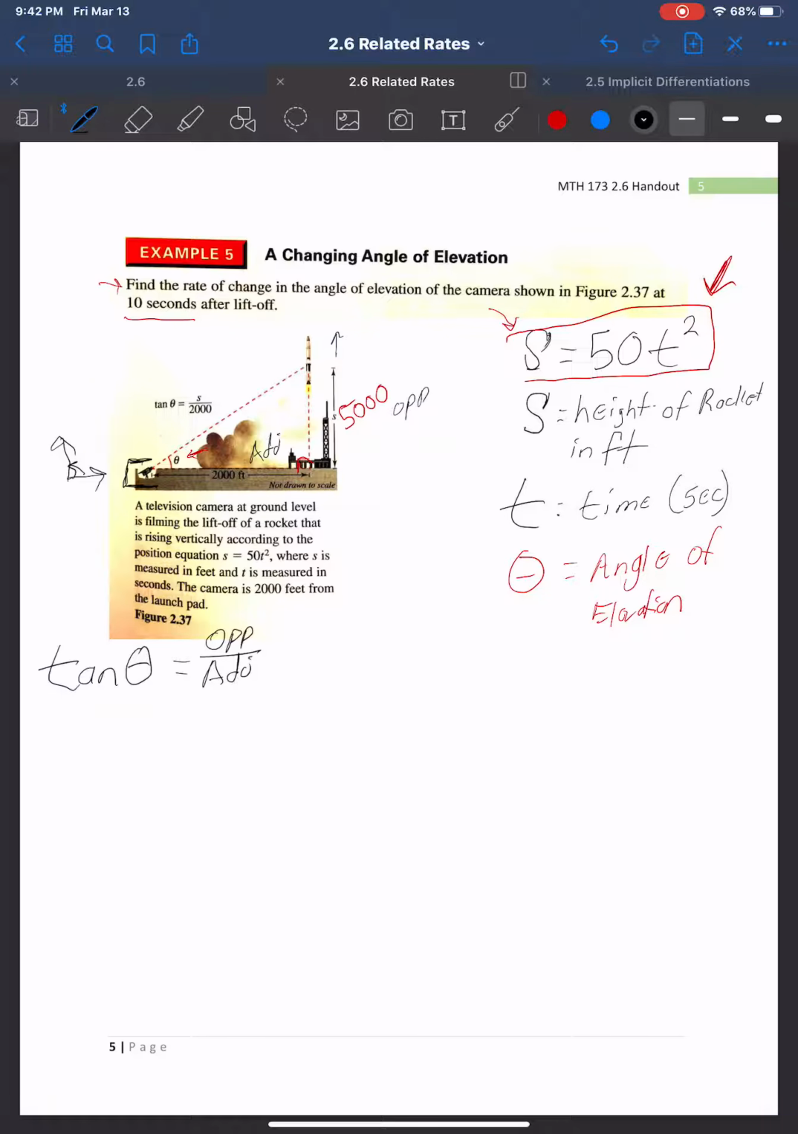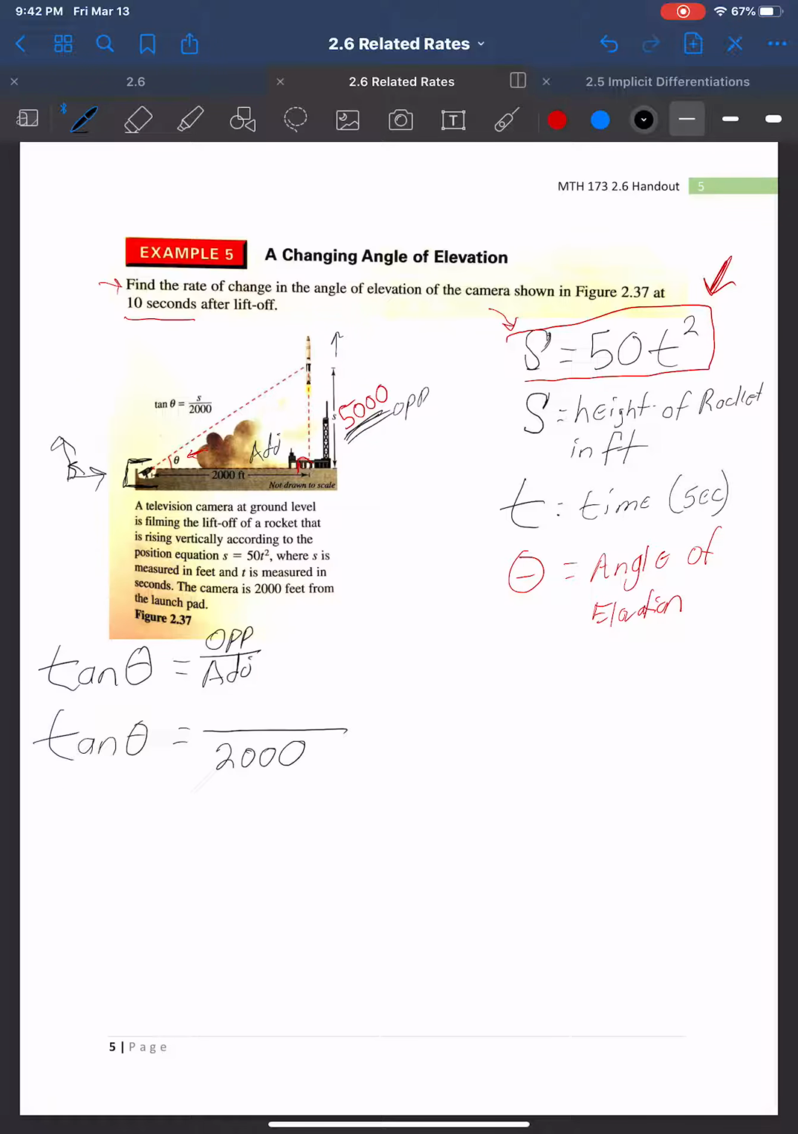Now, we're going to go ahead and plug in. I understand that we turned S into 5,000. Stay with me. I understand that this was 5,000, but hold on. So tan of theta is equal to opposite over adjacent. What I want to do is plug in the things that I know right now. So tan of theta is going to be equal to, well, let's start with the adjacent. That's 2,000 feet. Now that's not ever going to change, right? That camera is 2,000 feet away, no matter how much time goes by.